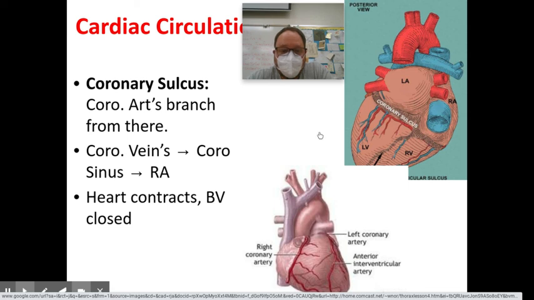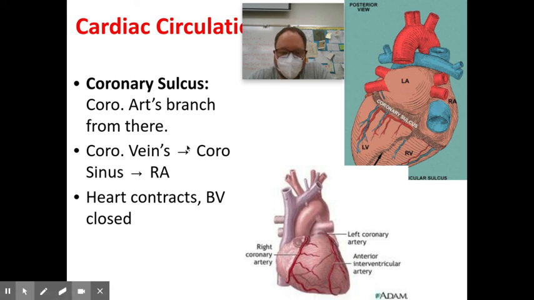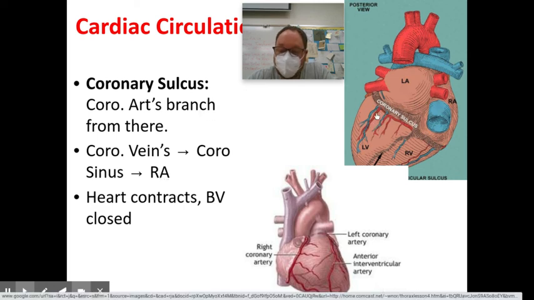Okay. Don't worry about the coronary veins, coronary sinus, right atrium, all that stuff. The big thing is just to recognize you have blood vessels that branch off and feed the heart, and you got to maintain those. Again, that's what happens with like a heart attack, right? People have these coronary arteries blocked, and then that blocks blood flow to the heart.